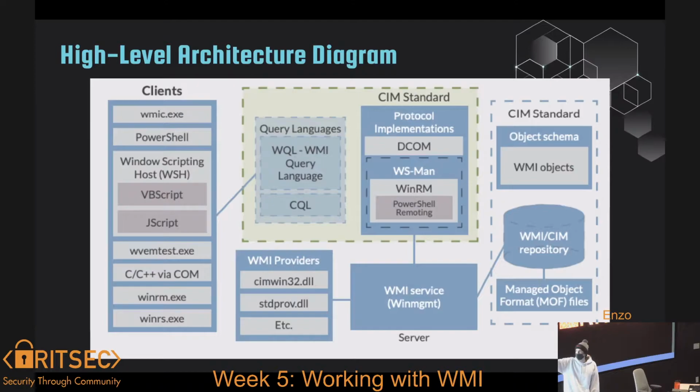PowerShell, there's a bunch of cmdlets. Windows Scripting Host, so that's your Visual Basic script or your JScripts. That's WBEMTest.exe, a GUI application. You can do C, C++ via the COM API, or C# using System.Management. WinRM you can also use, I'll talk about that later too, and WinRS is part of WinRM. So, to query data, I don't know why the line is connected to that stuff. It can connect to all of them.